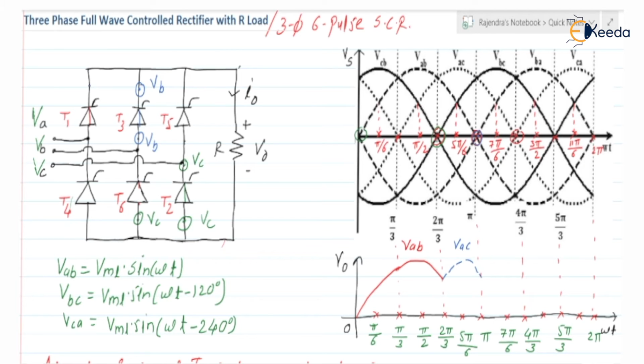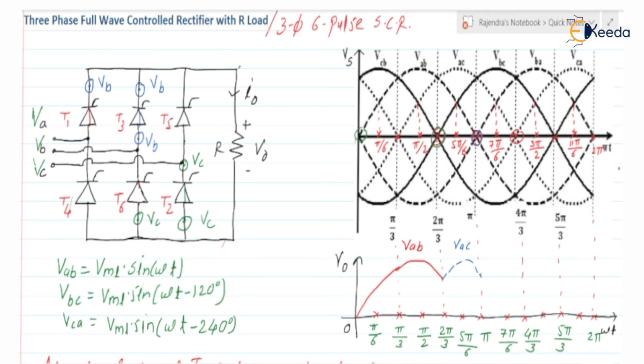So what is the voltage that will be appearing at the cathode of thyristor T1? It is VB. What is the voltage at the anode of T1? It is VA. Okay, so please check once when T3 turns on, what is the status of T1? Voltage across T1 is VA minus VB, so it is VAB.